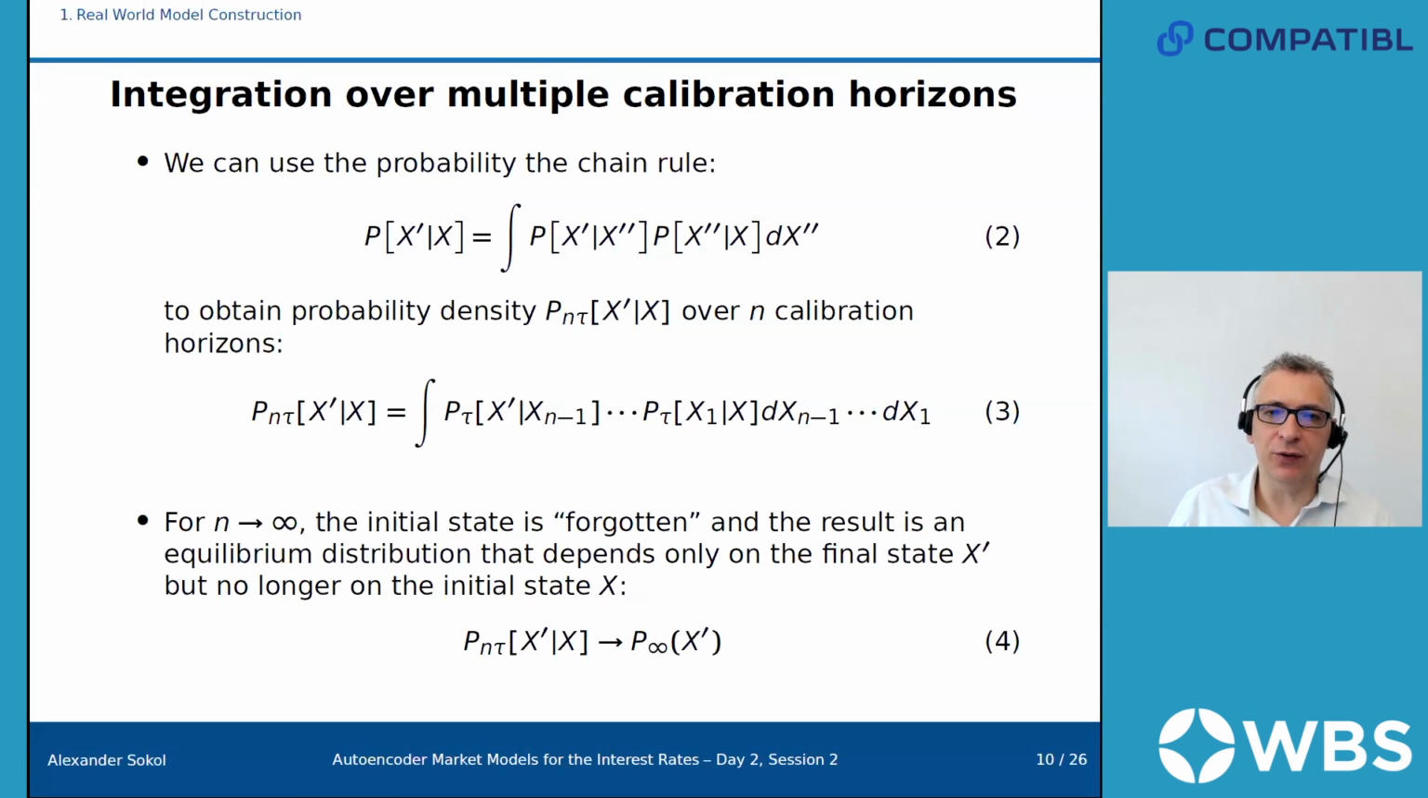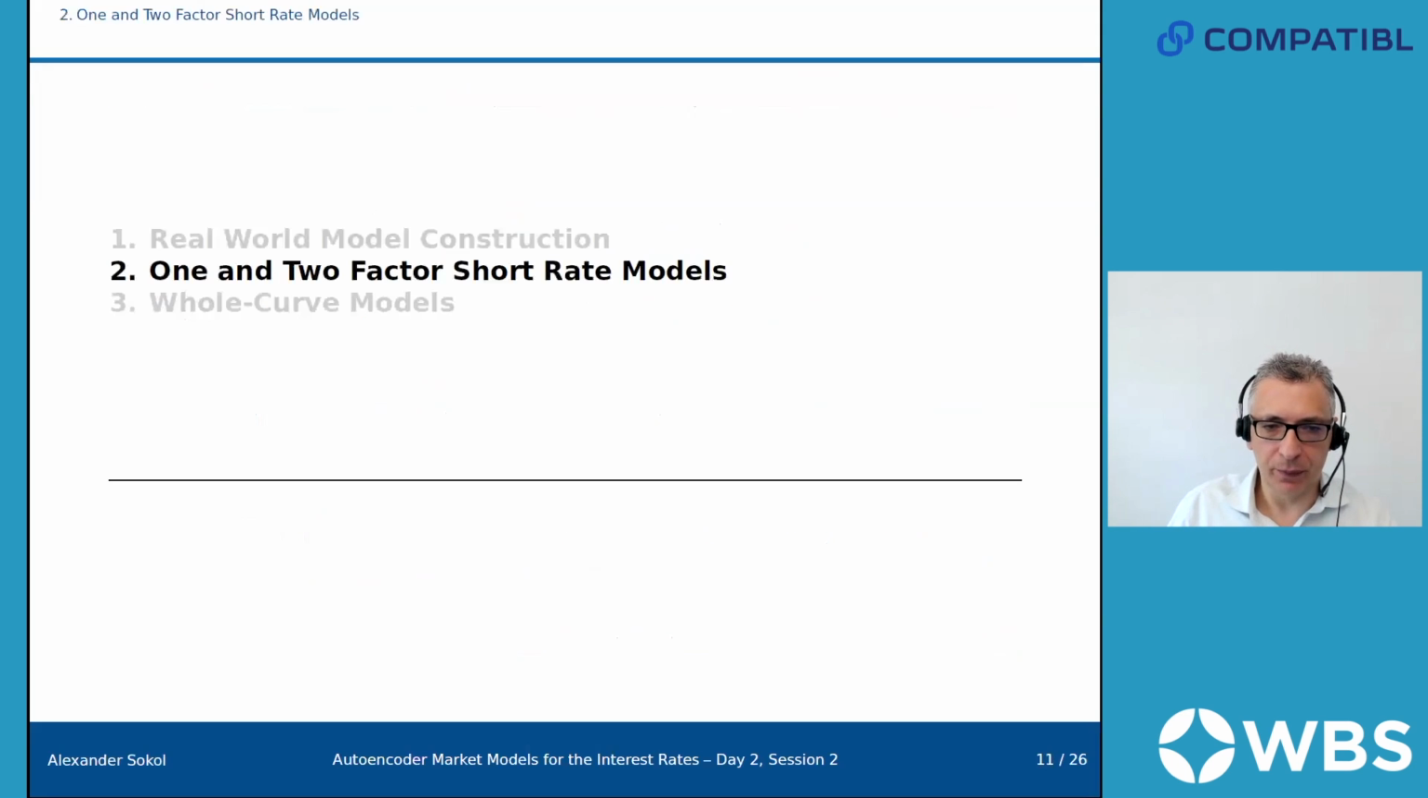By the way, a lot of standard models don't do that, right? And Autoencoder market models are a lot better. Why? Because by training to the historical data, essentially, they like to stay within the envelope of the historical data.